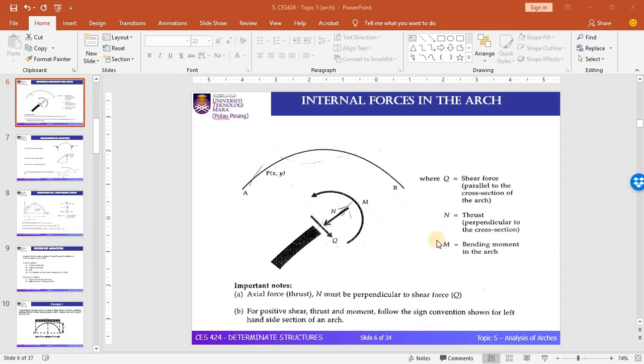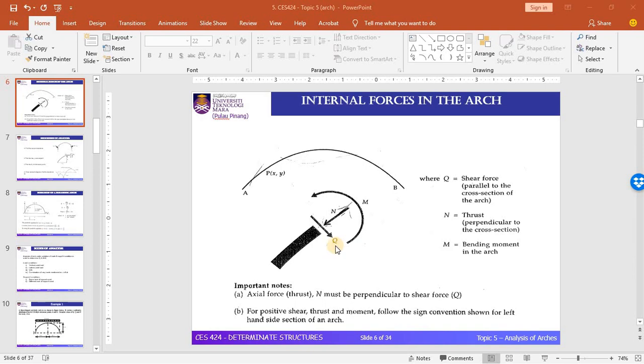Let's continue the lecture with this slide. This slide is trying to explain the internal forces in the arch. What you can see here is a cut section of the arch from this complete diagram of the arch structure. It has three internal forces: the radial shear force, the axial force, and the internal moment.